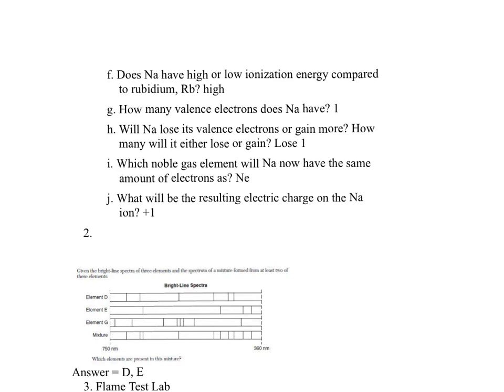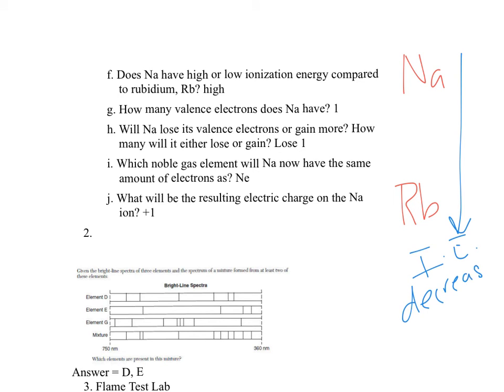1F asked if sodium has high or low ionization energy compared to rubidium. Now, if we take a look at our periodic table, sodium is in group 1A along with rubidium, but rubidium is much lower on the periodic table in that group. And so as you go down, the ionization energy decreases. So that means it's much easier to take away electrons from rubidium. And it's going to be a little harder to take away electrons from sodium. So sodium has a higher ionization energy.